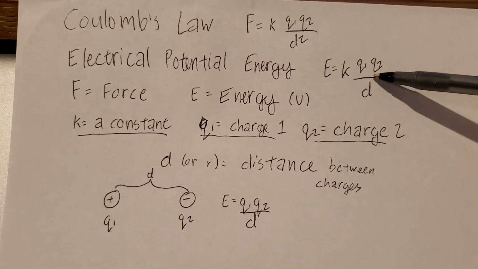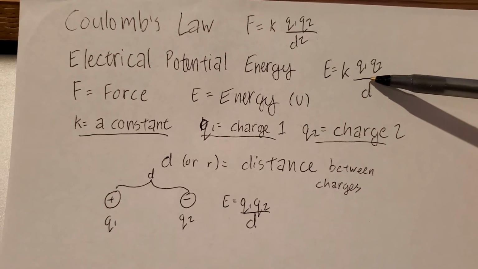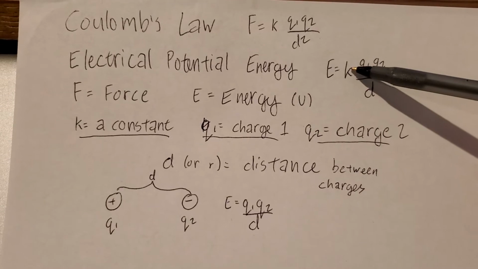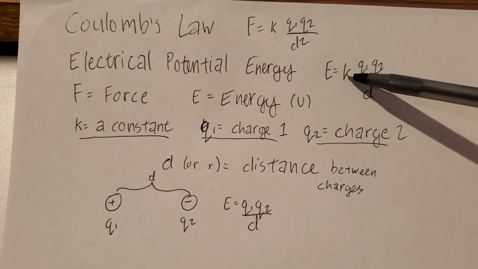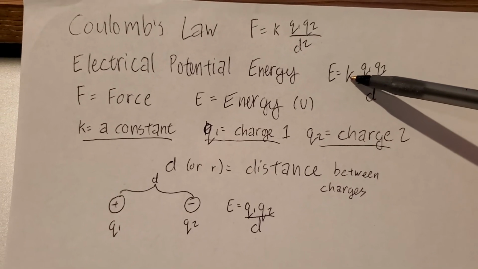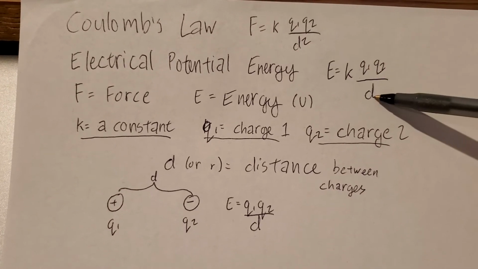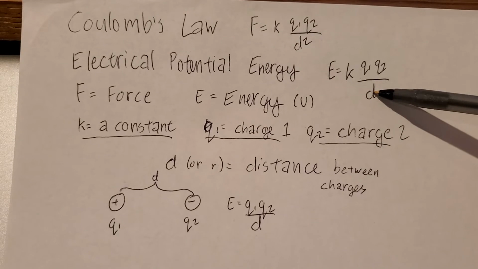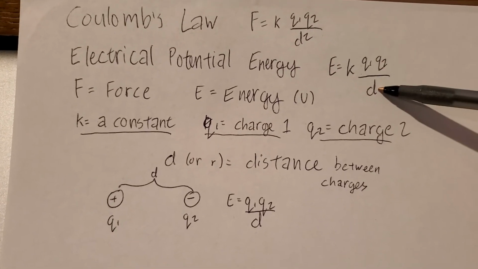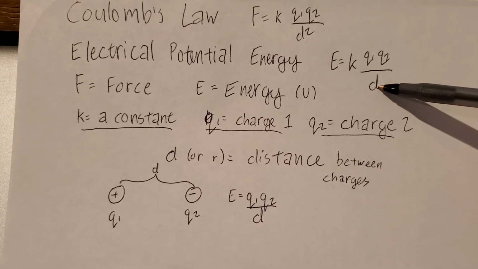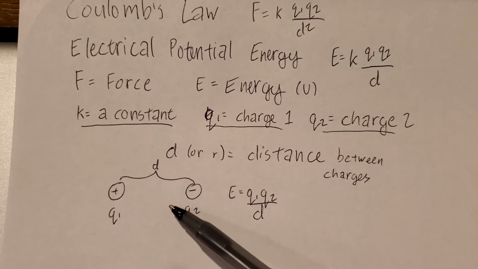But let's just notice that the energy of two charges is equal to this k value, which is a constant that is based off whatever units you're using for your charges. So we have this k value, q1 times q2 divided by d. So you basically multiply the charges together, divide by the distance between them, and that will give you the energy of the system.